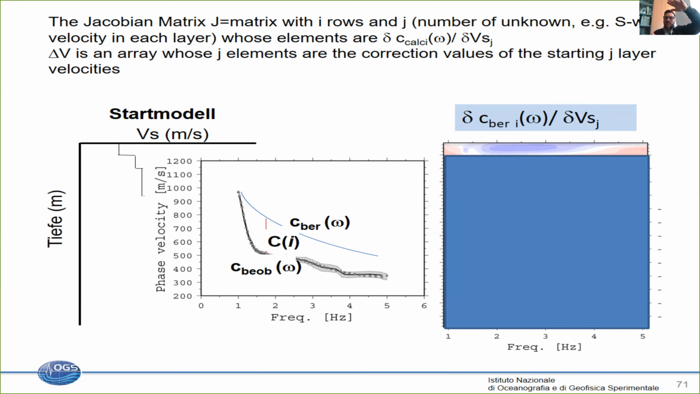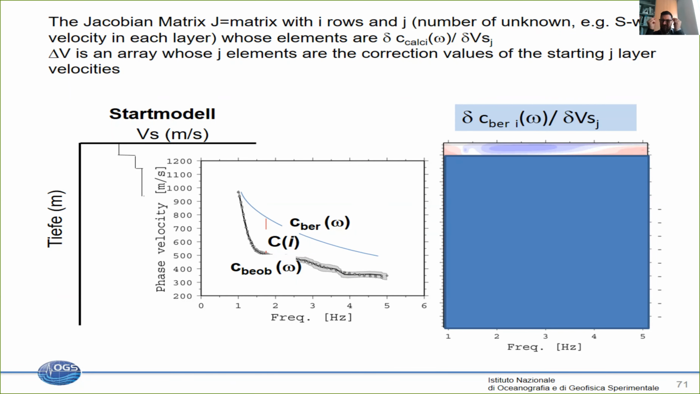So the model should be subdivided in layers, starting from a first layer of 30 meters and reaching a depth of, let's say, nearly 500 meters, not more. In this range. Otherwise, you don't have waves going deep enough to be able to see what is below. This is just to give you the range.